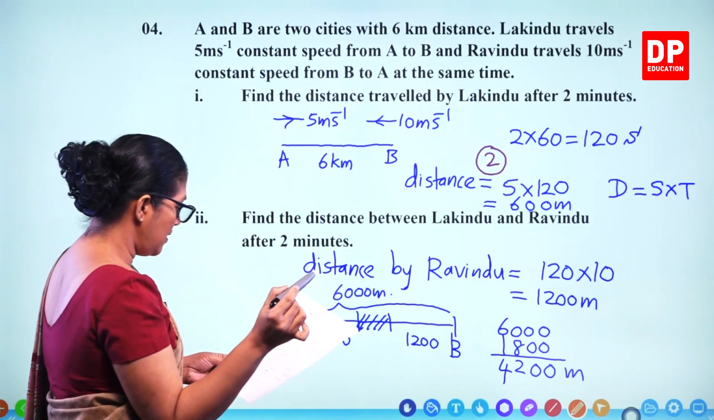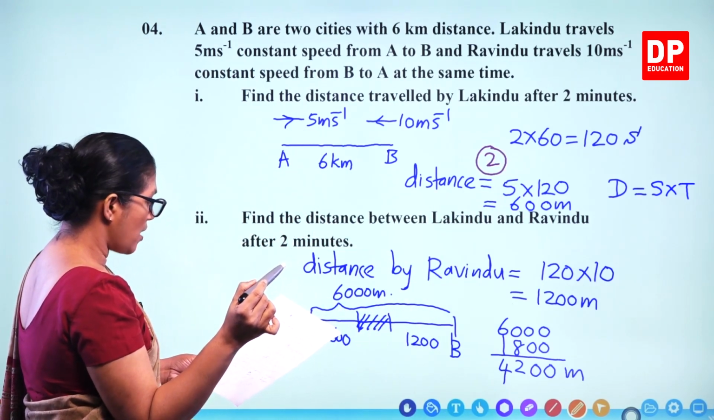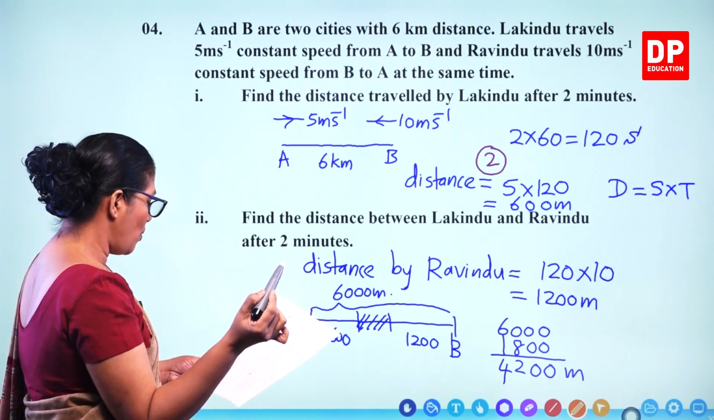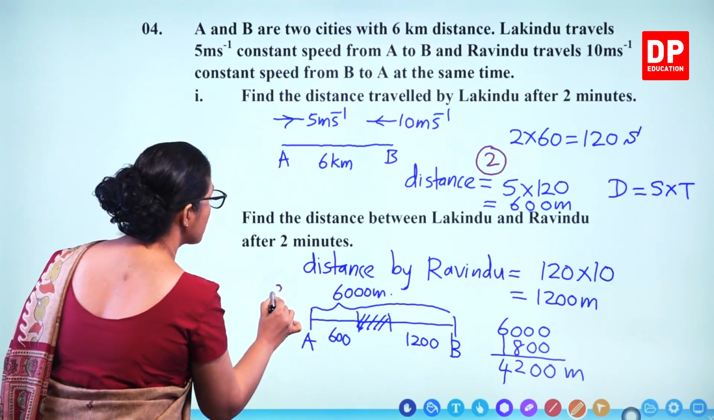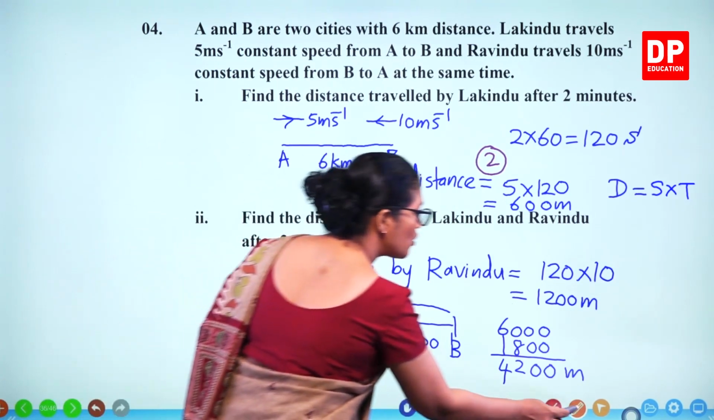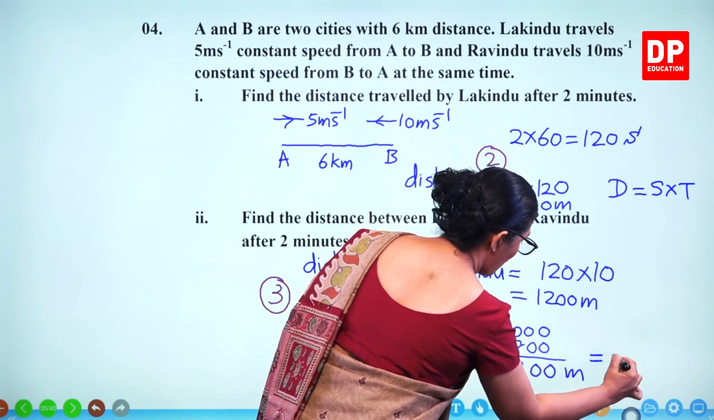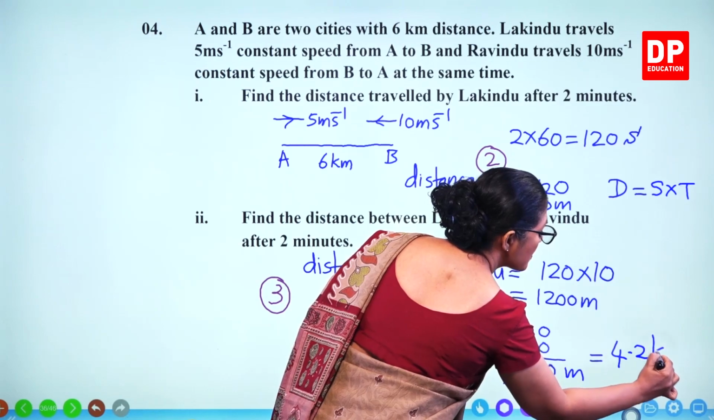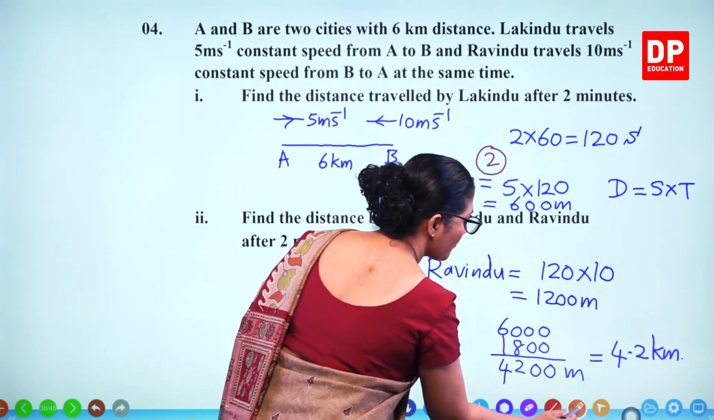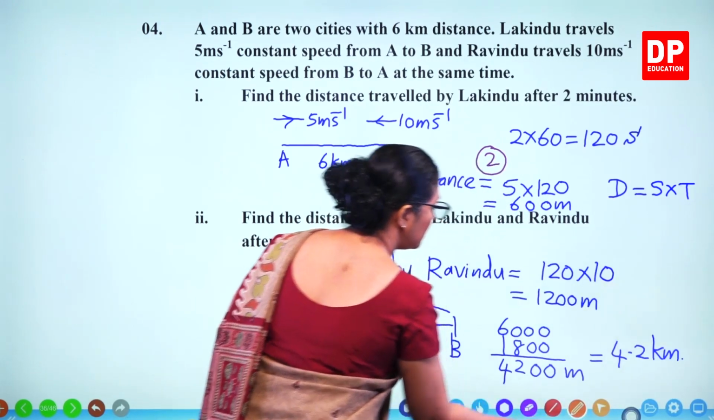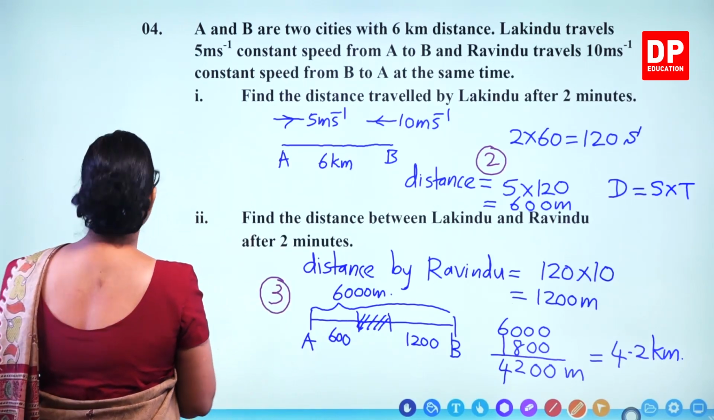And here you get 3 marks, 4.2 kilometers or this one. So 3 marks. So we can convert to kilometers as well. So same thing, you can write 4.2 kilometers. Let's take the next one.